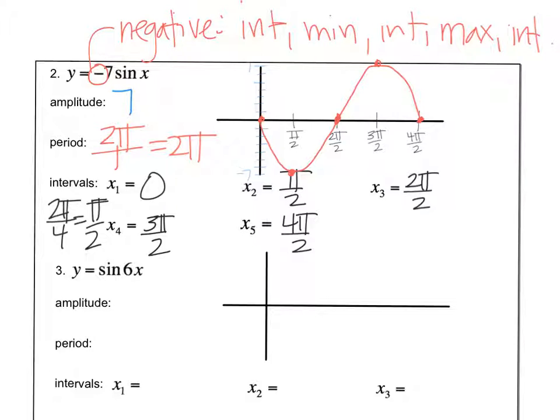All right, number 3. What's the amplitude? Just 1. So I'm going to go up 1. I'm going to go down 1. I can set that up right away. What's my period? 2 pi over 6, which is pi over 3.